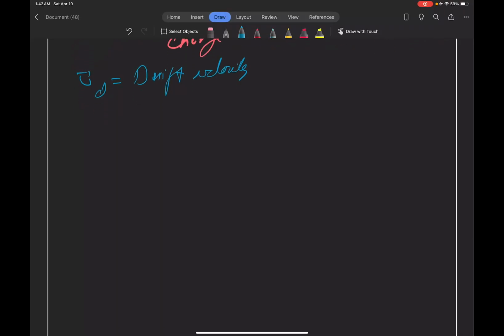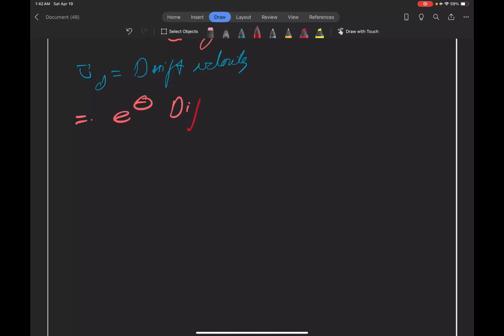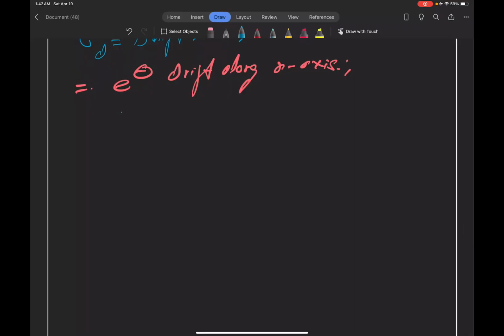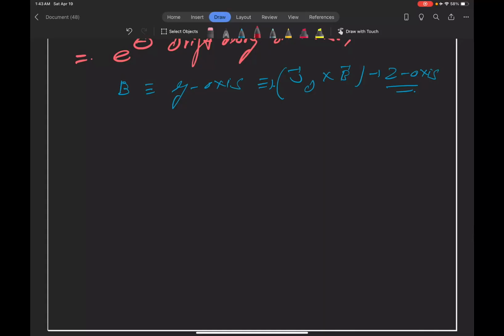And it says that electrons drift along the x-axis, and we have our magnetic field, that is B, and this is along the y-axis. Therefore, our drift velocity cross product B will be along the z-axis. And it is said that the magnetic force will be equal to the electric force, because then only the balance will be maintained.